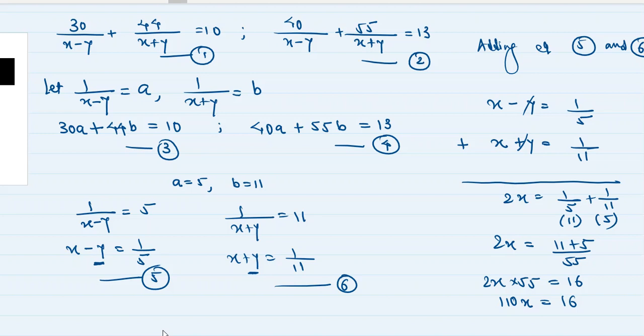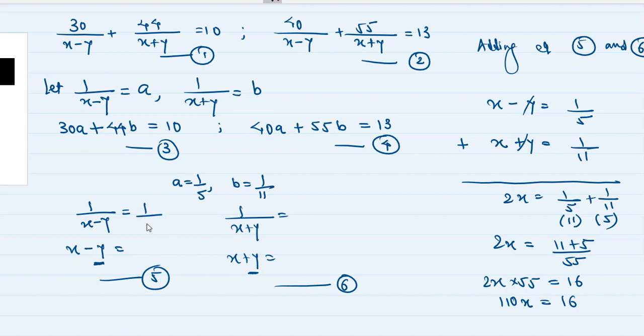Hey, wait. There is one mistake which I have done. The values of a and b are not what I have taken them as. The value of a is 1 upon 5 and the value of b is 1 upon 11. Yes, the value of a is 1 upon 5 and the value of b is 1 upon 11.